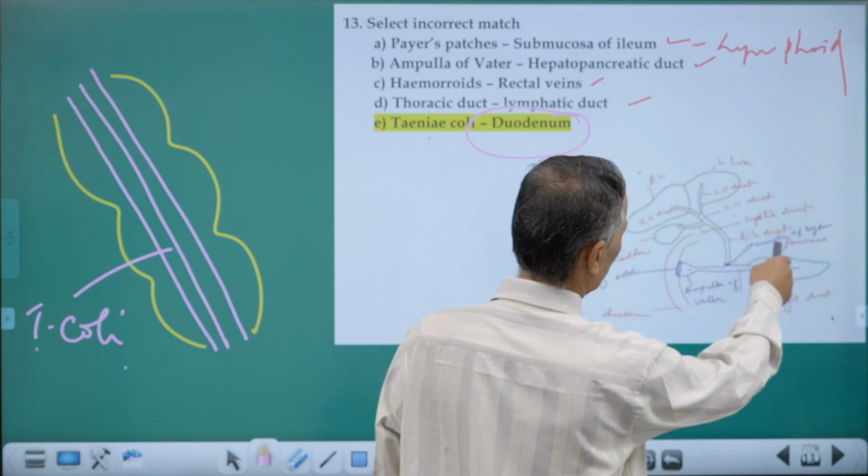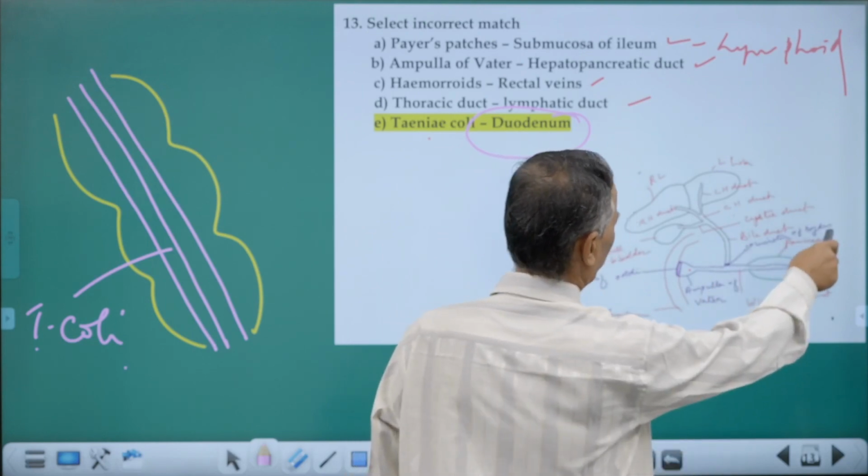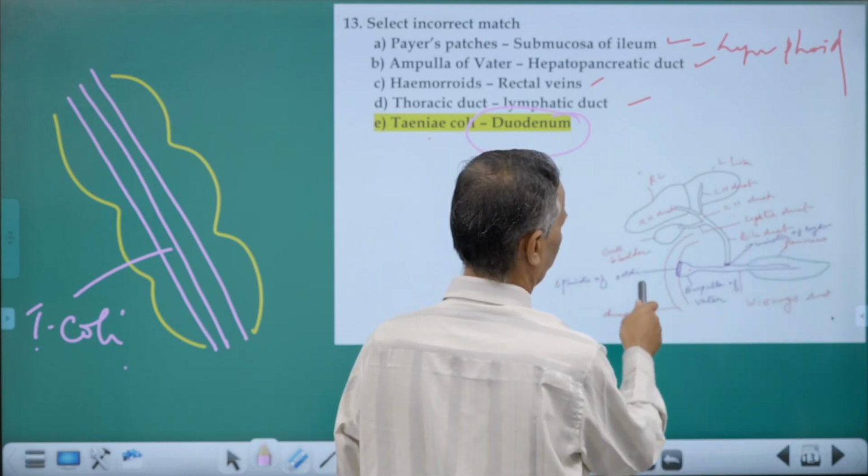This is the position of the sphincter of Boyden and sphincter of Oddi.